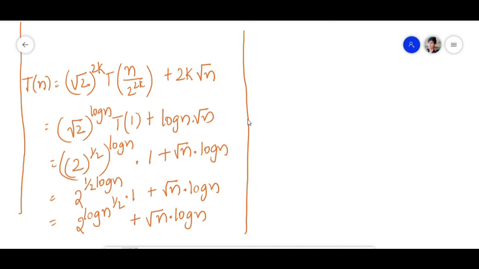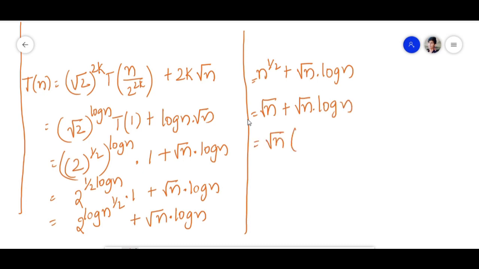We can write 2 power log n power 1 by 2 as n power 1 by 2, and root n into log n. Now it is root n plus root n into log n. Now taking root n common, we get root n into log n plus 1. Therefore, T of n equals root n into log n plus 1. This is our answer.